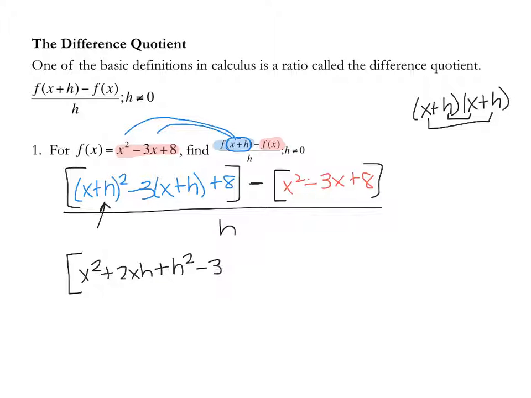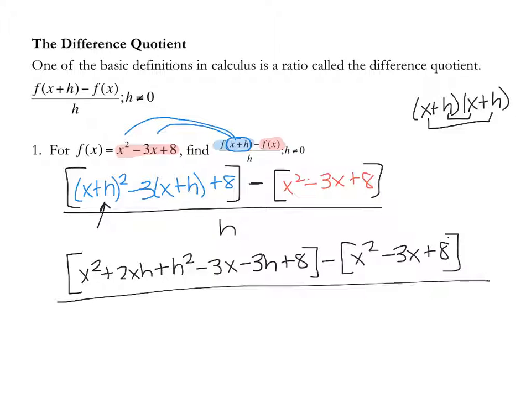Then we're going to distribute the negative 3x minus 3h plus 8. And then it's minus x squared minus 3x plus 8 over h. That minus sign we're going to have to distribute through. So I'm going to go ahead and distribute that through and change all these signs. Because now with those signs changed, this is what should happen, and it should happen every time.